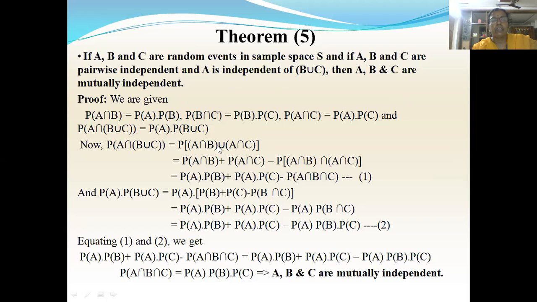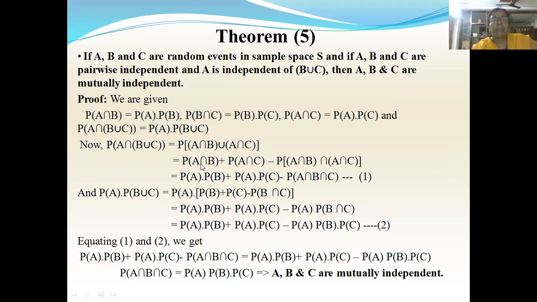P of (A intersection B) union (A intersection C). So again, I'm considering A intersection B as one event and A intersection C as another event. So I'll get P of first event union second event. Again, we'll be using the addition theorem for two events. So this will be written as P of A intersection B plus P of A intersection C minus P of (A intersection B) intersection (A intersection C), using the addition theorem of probability for two events.